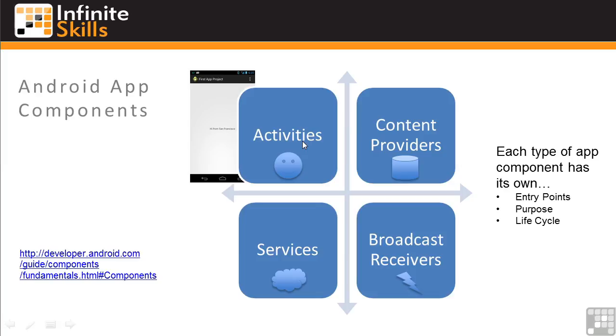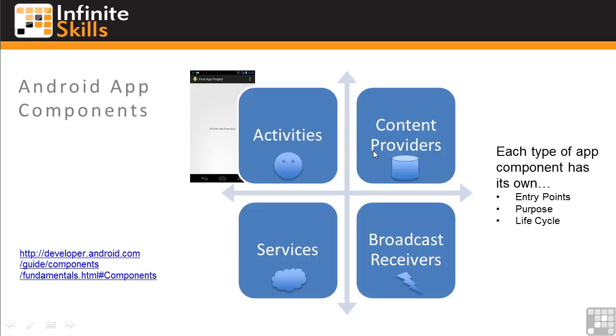Activities you've already worked with in our first app. An activity is Java application code associated with a user display screen. In our first app, it displays our hello text. As indicated by the smiley face, the main purpose of activities is to keep the user happy. This might mean displaying information, images, audio, video, whatever it takes.